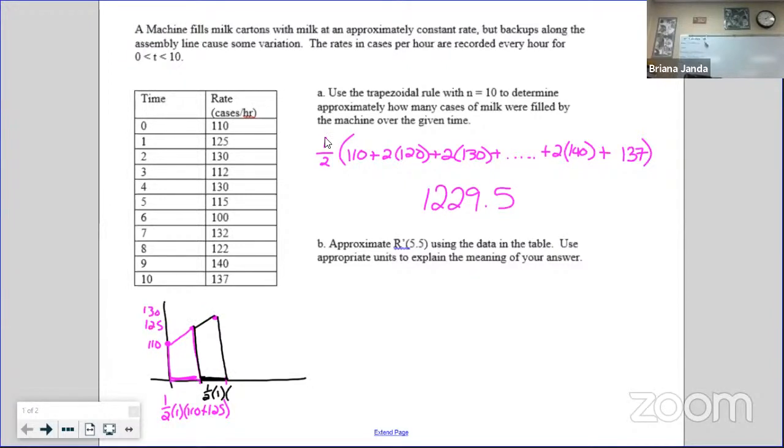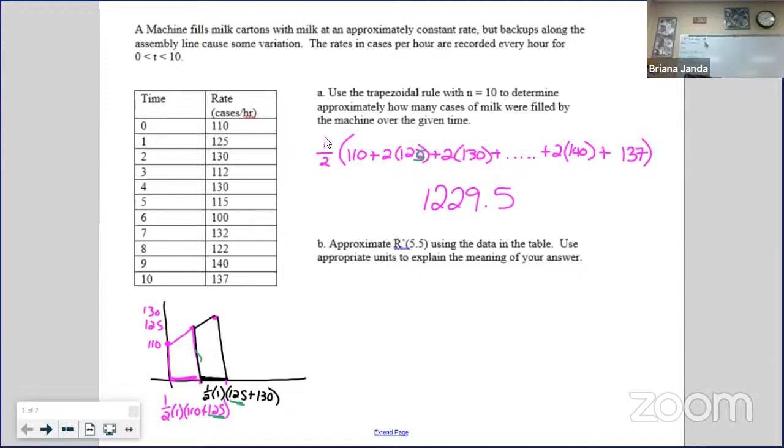1/2, height of 1, base of 125, and base of 130. The duplication of these inner bases, where 125 got used for these 2 trapezoids in a row, is why we multiply it by 2. Should say 125, sorry. But that's why we multiply those by 2 on the inside. But remember, our first and last lines drawn only get used for 1 trapezoid, which is why they're in there singly.